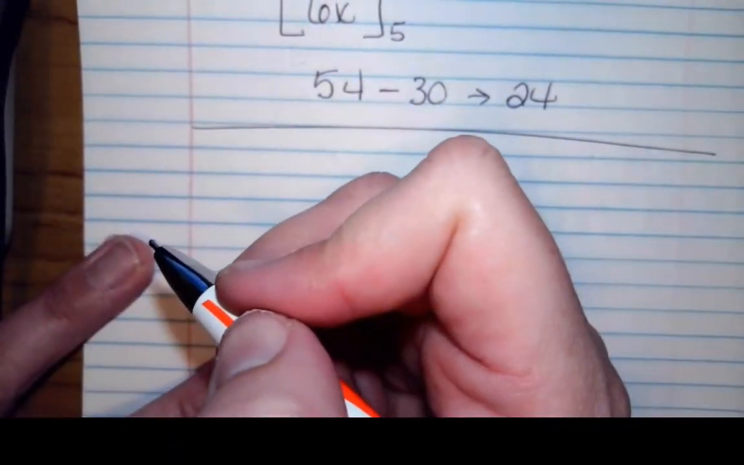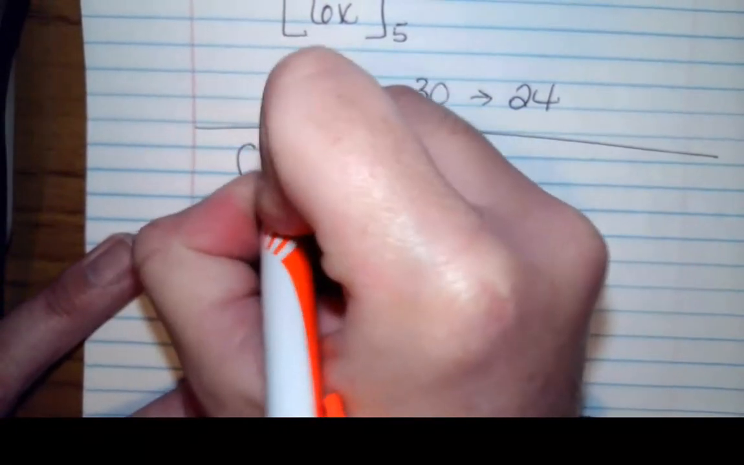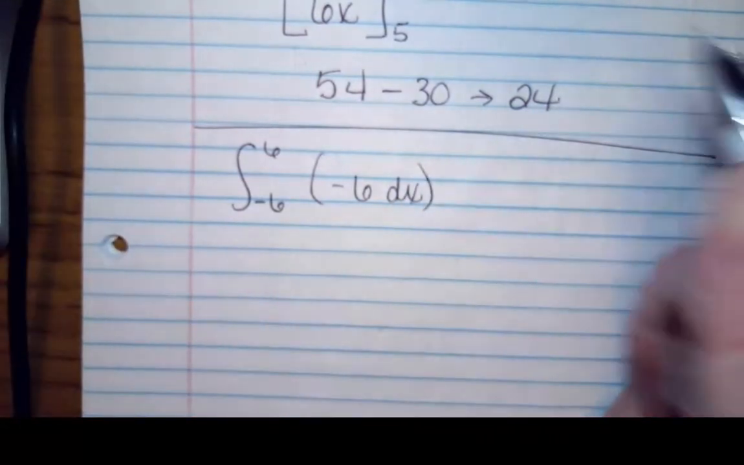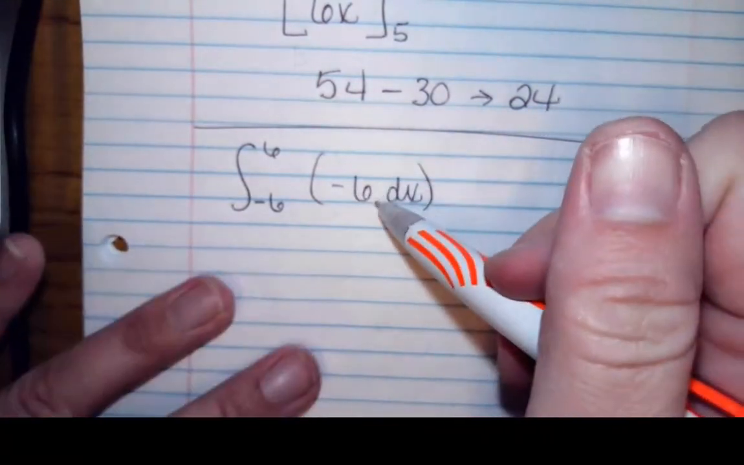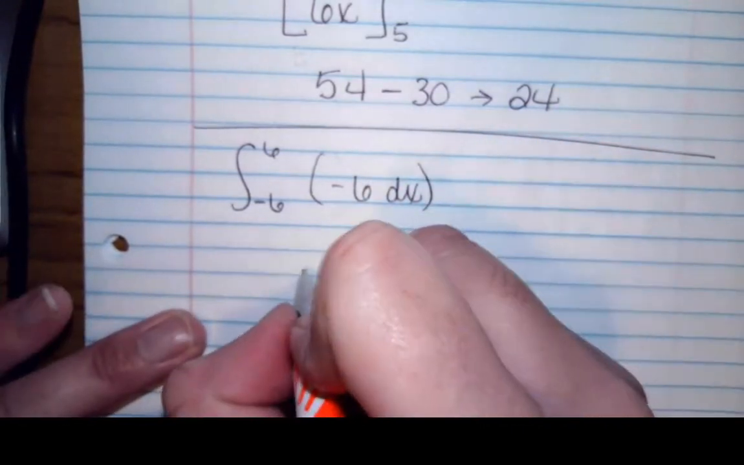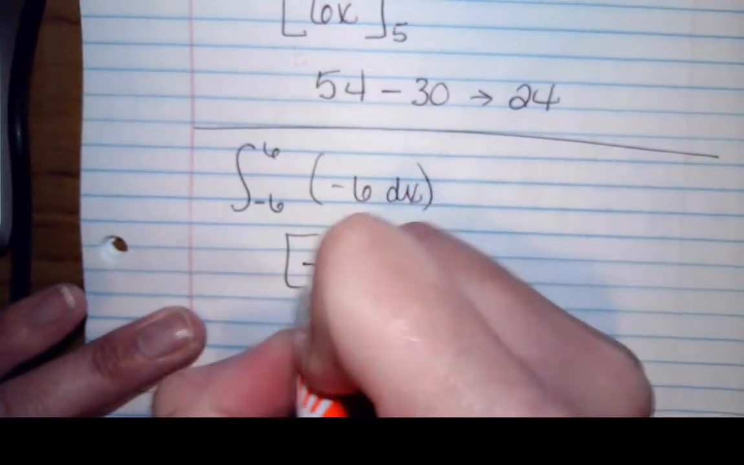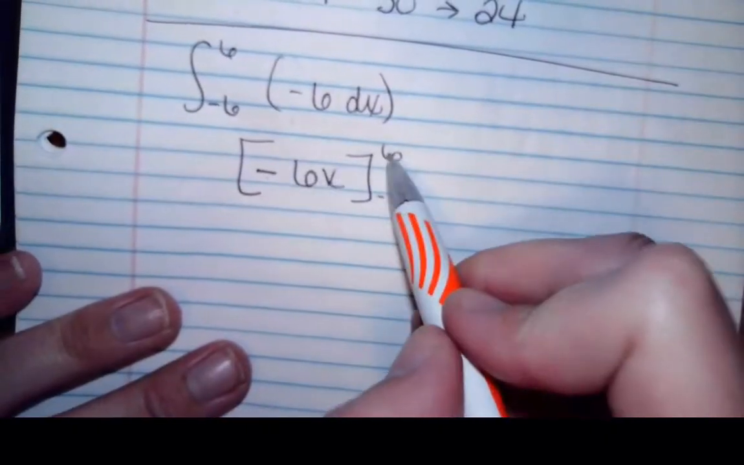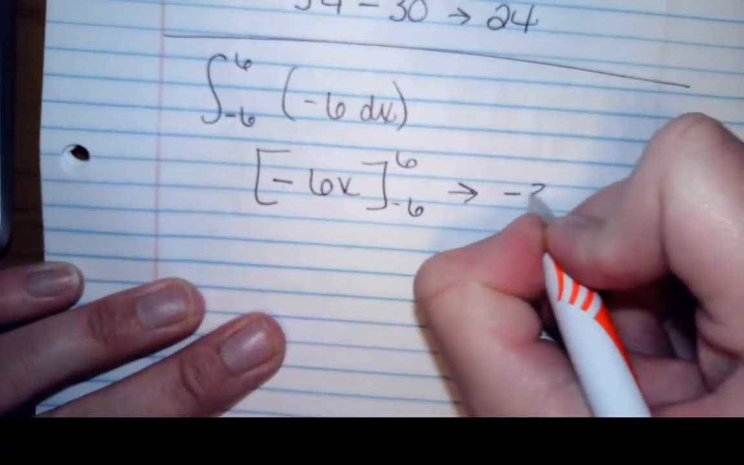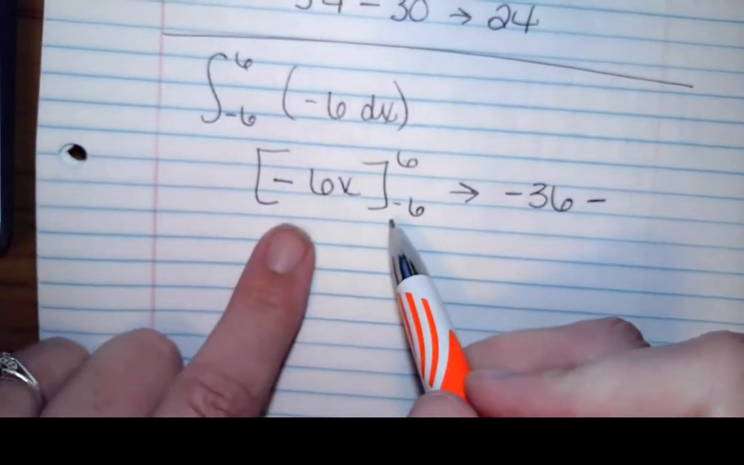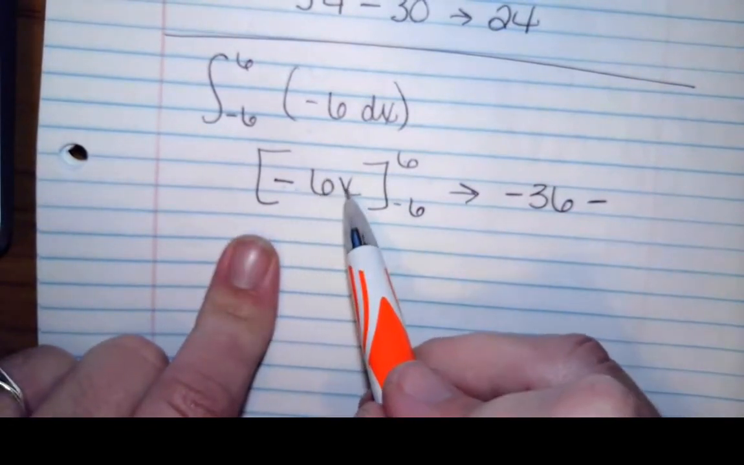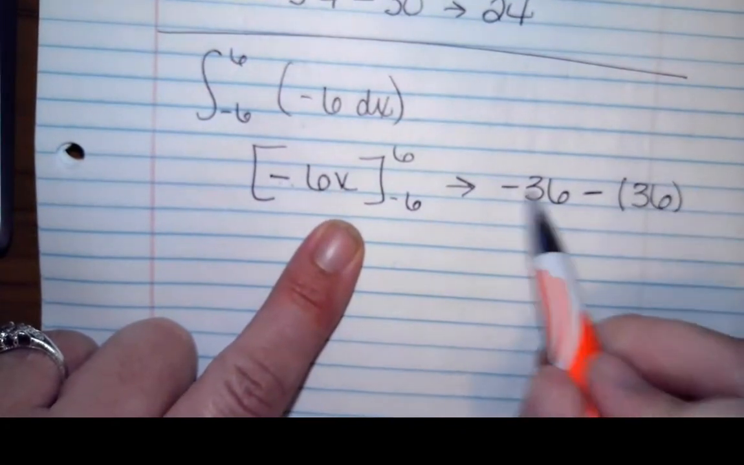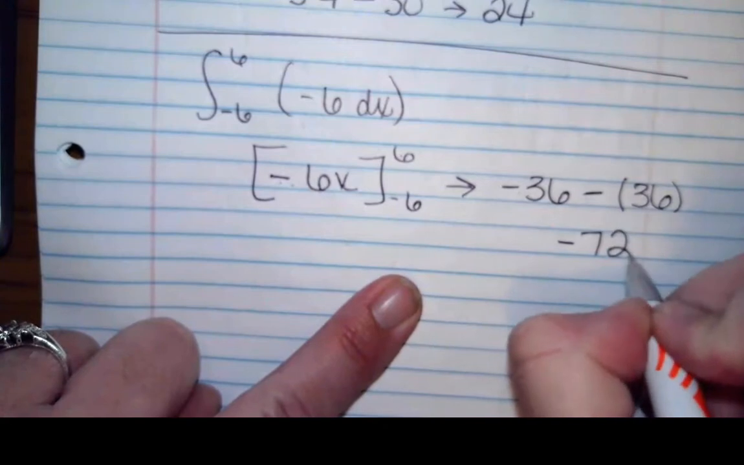All right, what if I have the integral from negative 6 to 6 of negative 6 dx? So the integral of 1 dx is x, but that negative 6 is coming along for the ride, so I get negative 6x. Going from negative 6 to positive 6, negative 6 times 6 is negative 36, minus, okay, negative 6 times negative 6 is going to be positive 36, so negative 36 minus 36 is negative 72.